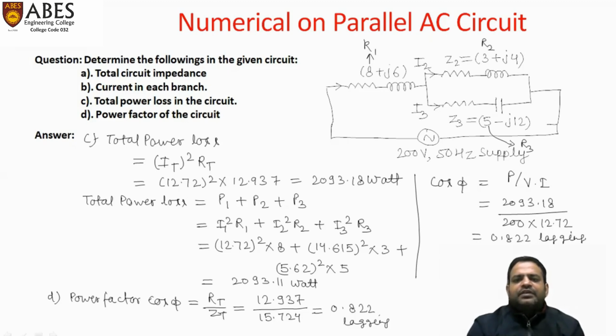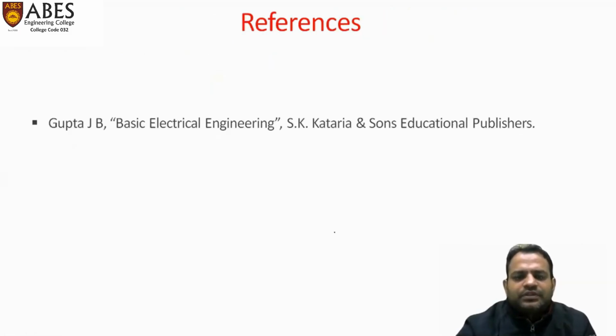So in such a way, we are calculating the impedance, current in each branch, and power loss in the circuit, and the power factor of the circuit. So these are the references. This question is taken from J.B. Gupta of Basic Electrical Engineering book.